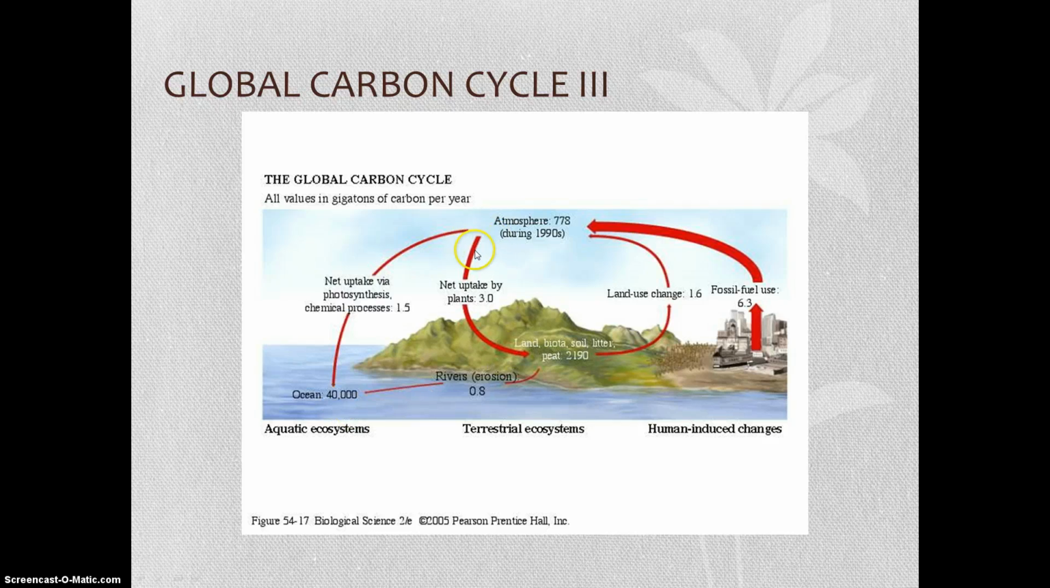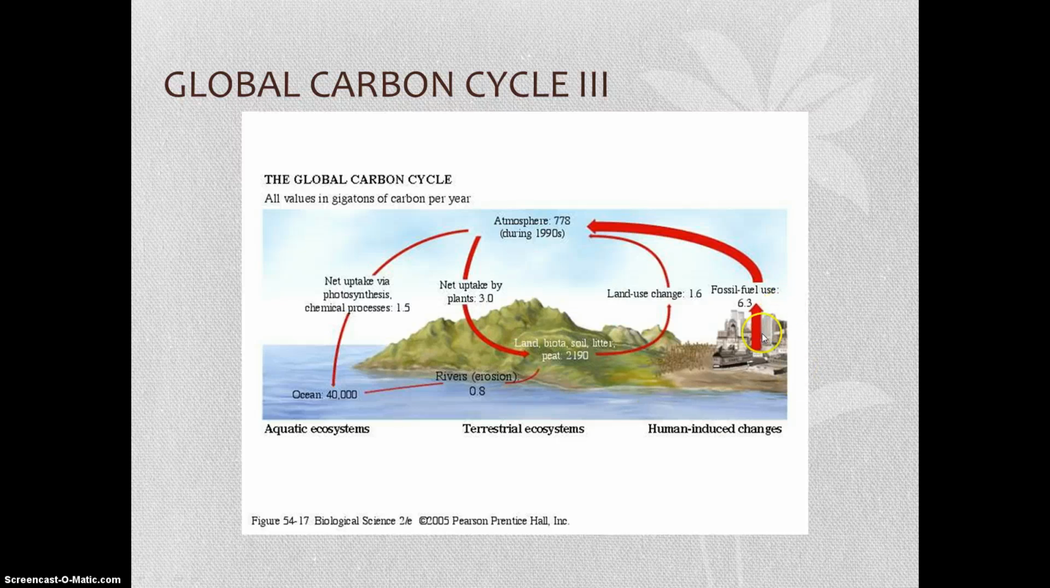Plants take up a pretty sizable part here, 3 gigatons of carbon per year. Plants are taking carbon out of the air. Land use puts carbon back in the air. So if we look at just this part of the cycle and this over here, I should have more carbon exiting the atmosphere than I have entering it.